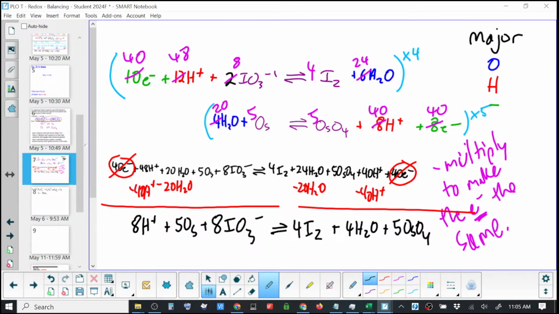It's a lot of algebra, but it's not difficult in terms of there's no extra chemistry going on there. It's just balancing. You're just making things the same.